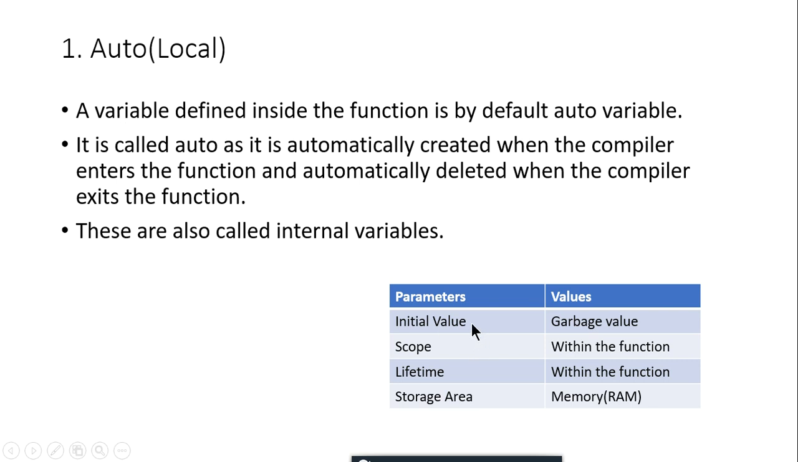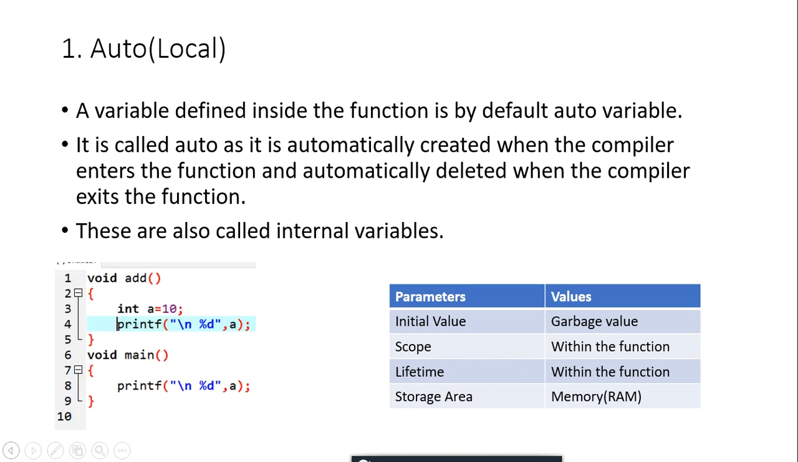So those four parameters, like initial value, scope, lifetime and storage area: the values for auto variables are, initial value, garbage. Garbage means you cannot expect what kind of value will be printed. Like if you declare a variable int a and without giving it any value you try to print the value, then you do not know what kind of value it can produce. Then scope and lifetime, that is within the function. As long as the function is executing, your variables will be accessible and will use memory. But as soon as you move out of that function, the variable will be destroyed. So they are stored in the memory, RAM.